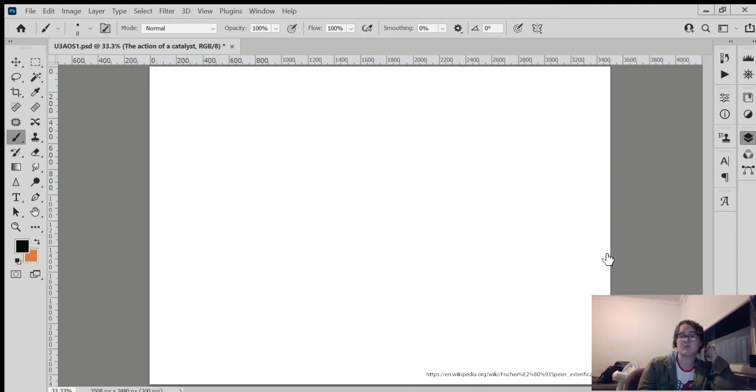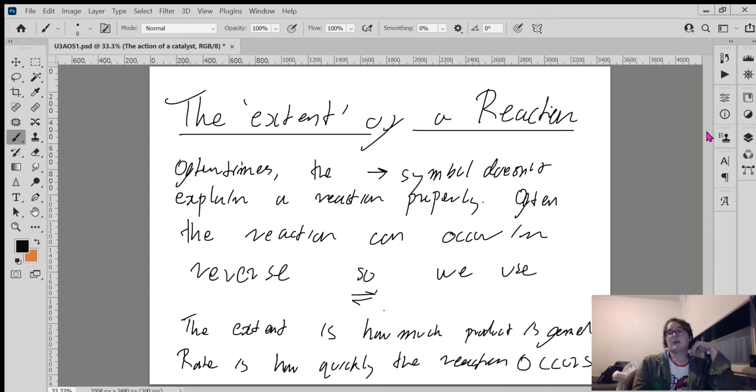catalyzing. Alright, the extent of reaction is a fairly difficult to grasp concept. A lot of the time, the single arrow symbol doesn't really explain a reaction. In fact, most of the time, a reaction can also occur in reverse. So we write the double arrows.